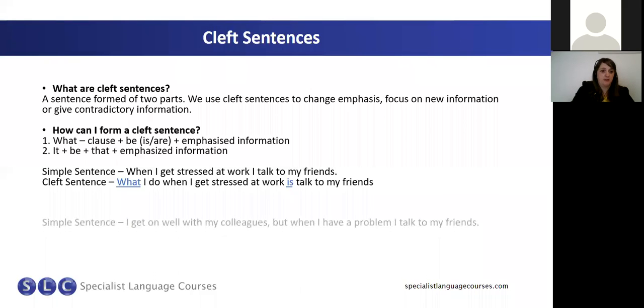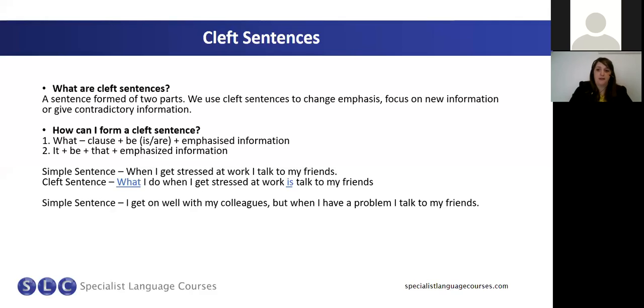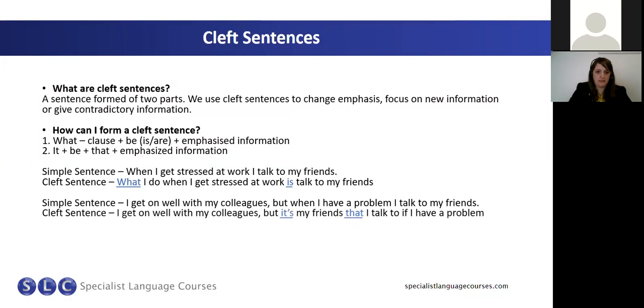Let's look at another example. I get on well with my colleagues, but when I have a problem, I talk to my friends. Now we can change this into a cleft sentence, starting with it. I get on well with my colleagues, to set the scene, but it's my friends that I talk to if I have a problem. Notice in this sentence we're using that to refer to people. You could also use who.